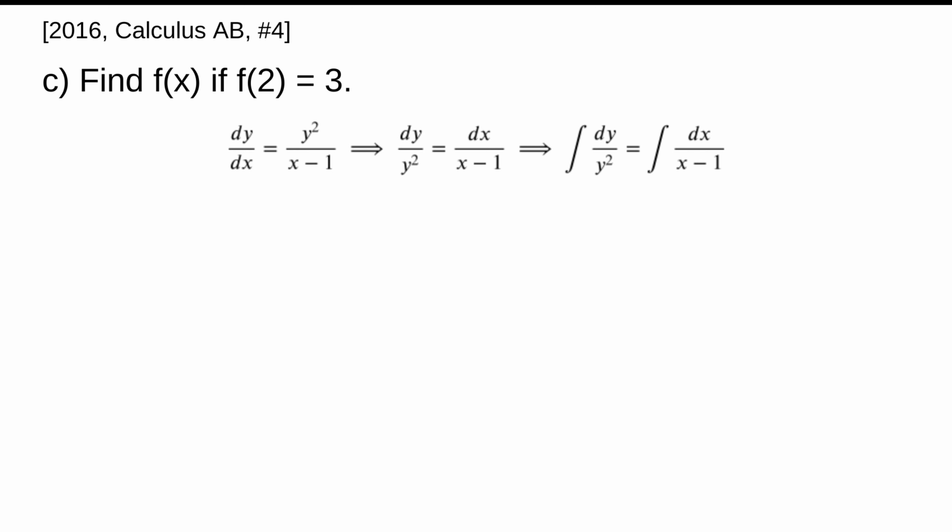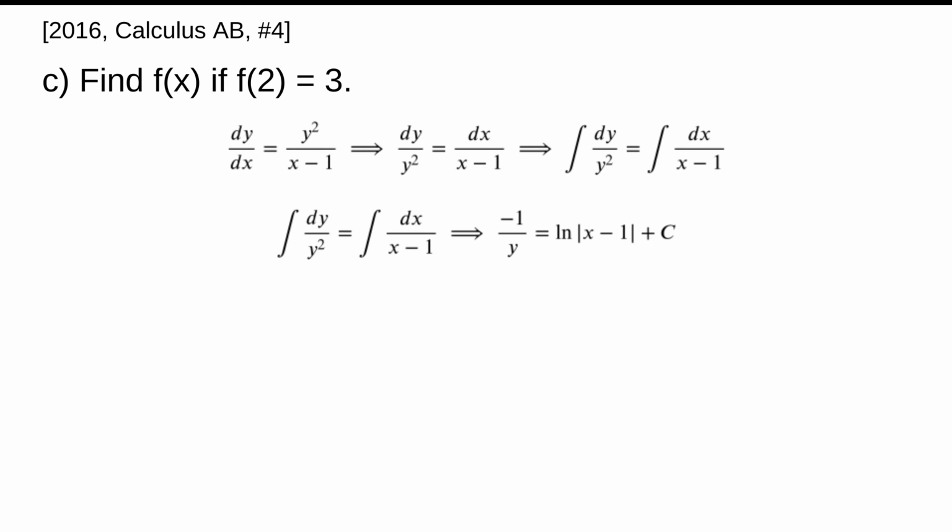It's an AB test, so they're only interested in AB methods. So if I have dy/dx equals y squared over (x minus 1), dividing by y squared, multiplying by dx, and then taking the antiderivative of each side, we get negative 1 over y equals the natural log of the absolute value of (x minus 1) plus a constant.